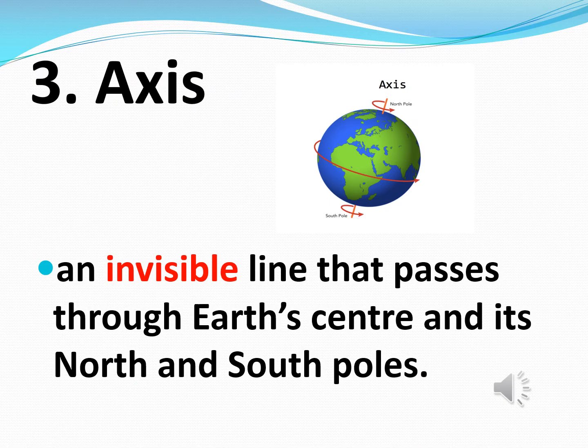Axis. An invisible line that passes through Earth's center and its north and south poles. And if you look closely at this diagram, you'll realize that there is a tilt of Earth on its axis. This tilt will help to bring about longer days and shorter nights at some instances, and at other instances longer nights and shorter days, depending on where you are. And the tilt also affects our seasons.